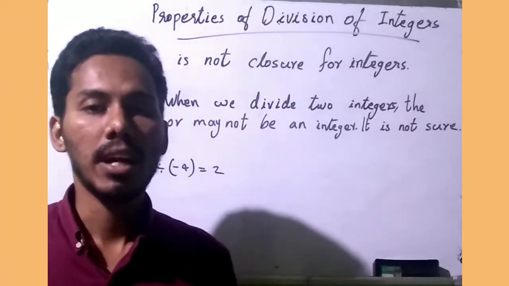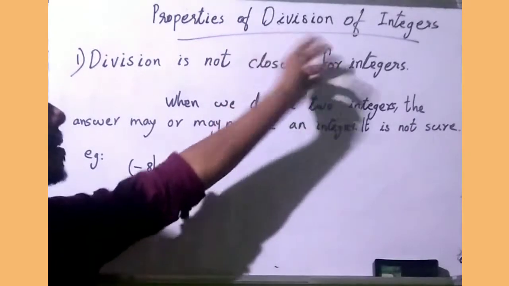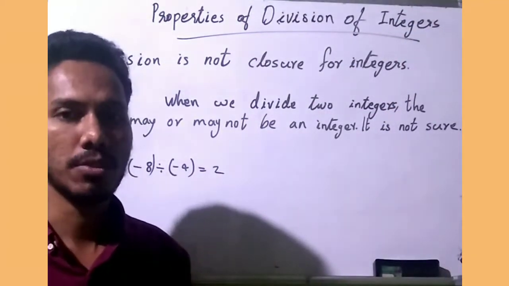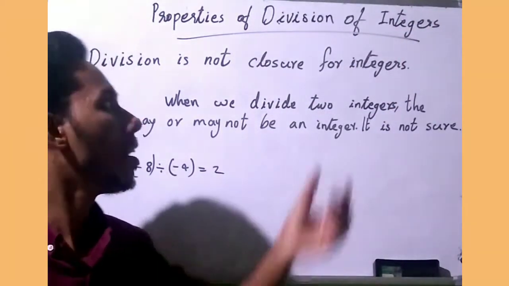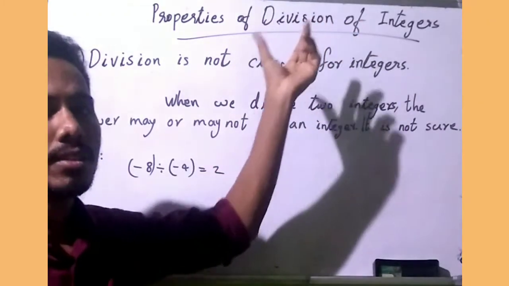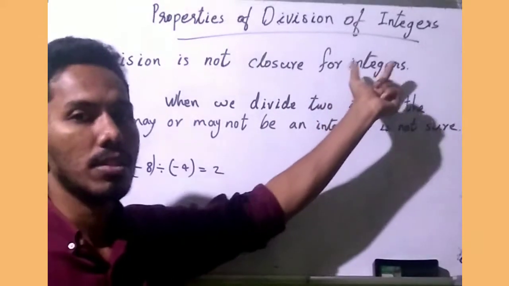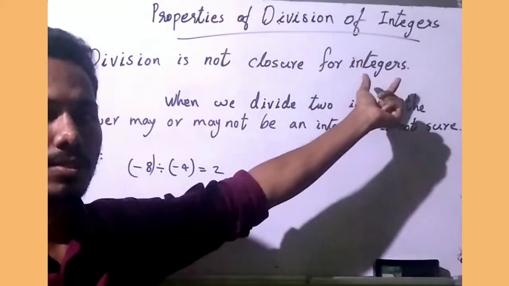Students, today we have to discuss the topic properties of division of integers. We already discussed division, and there are some properties. The first is that division is not closure for integers.